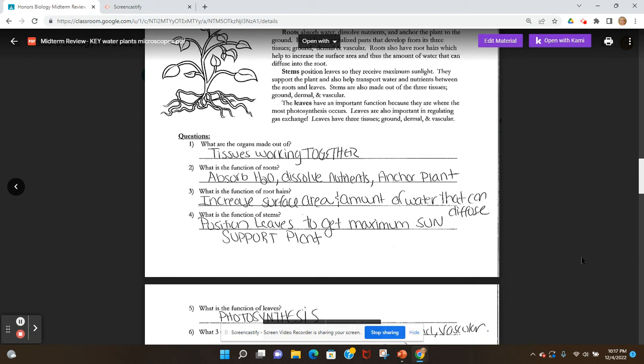What is the function of roots? Absorbs water, dissolves nutrients, anchors the plant. What's the function of root hairs? To increase surface area and the amount of water that can diffuse. What's the function of stems? They position the leaves to get maximum sun and they support the plant.